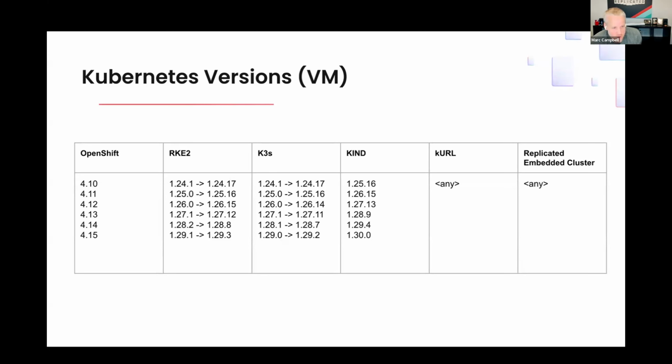For the Replicated distributions, kURL and embedded cluster, it's any version that you can possibly support today in your application. These are generally release slugs or SHAs that we actually version everything with. You can support those inside CMX.